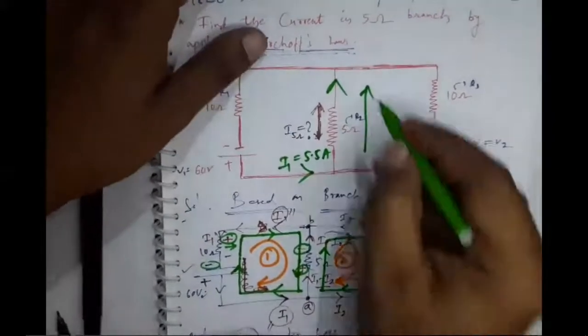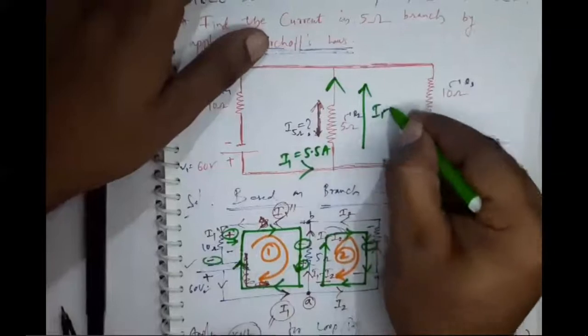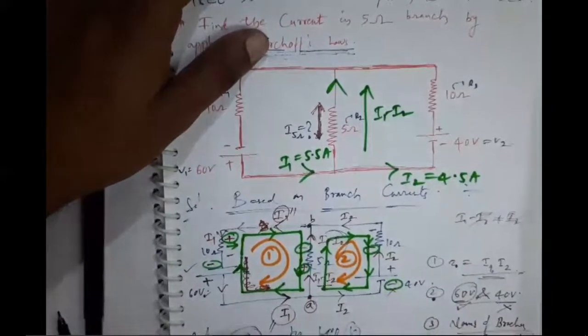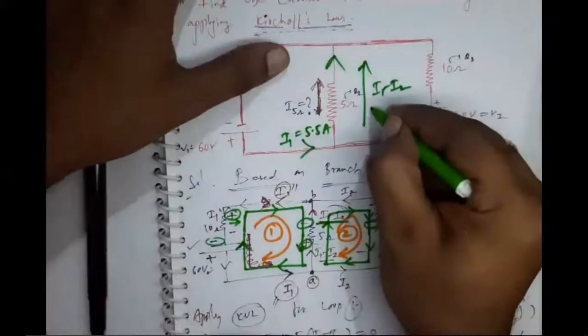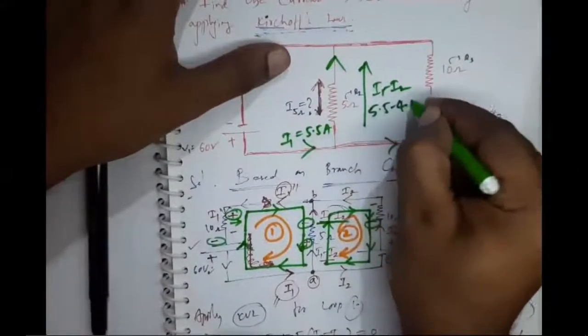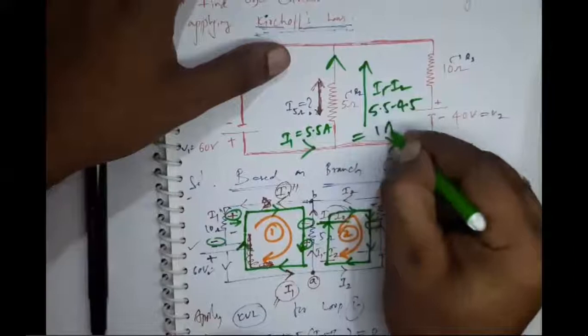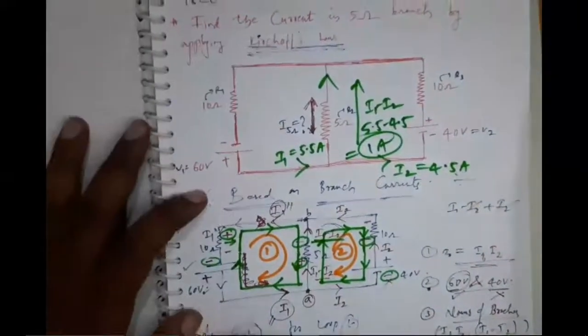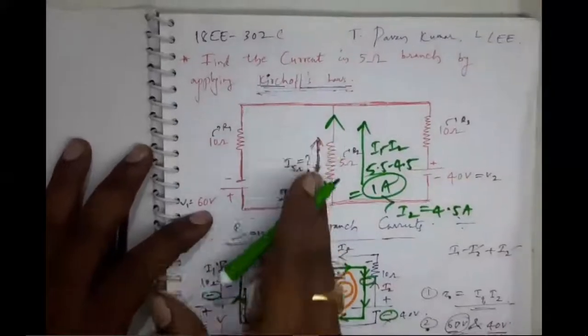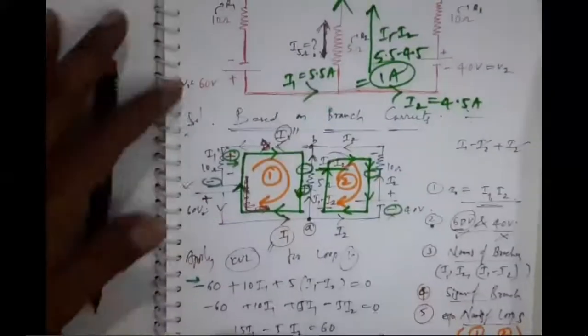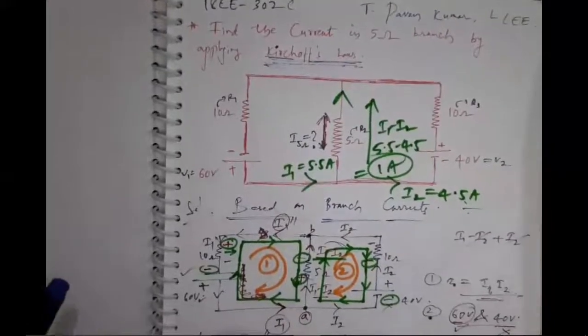So the name of this branch, as per this analysis, is I1 minus I2, and hence 5.5 minus 4.5 is equal to 1 ampere. 1 ampere of current is passing through this 5 ohms branch. So this is the solution for this problem.